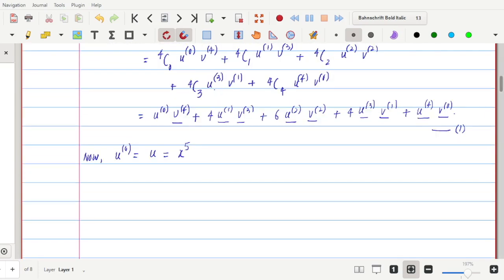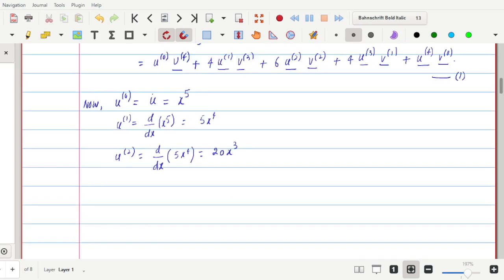So now the first derivative of u, that is u power 1, which is equal to the derivative of u with respect to x. So the derivative of u with respect to x we can write like this: derivative of x power 5, which is equal to 5x power 4. And similarly the second derivative of u, which we can write as d by dx of 5x power 4, will be 20x cube.